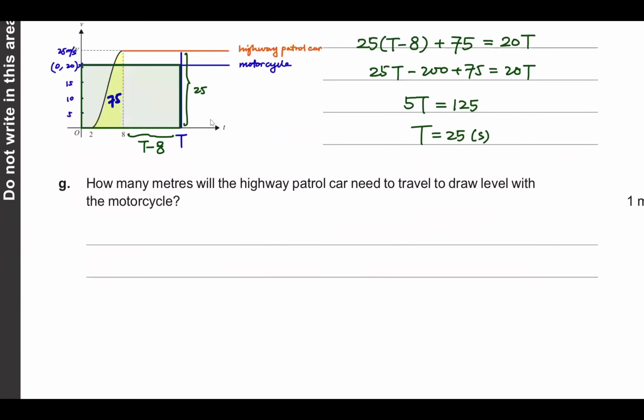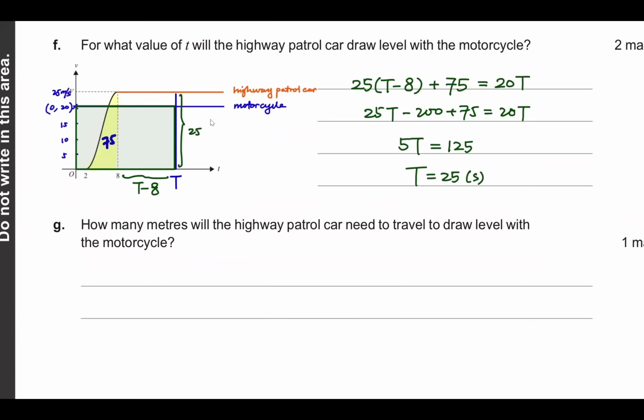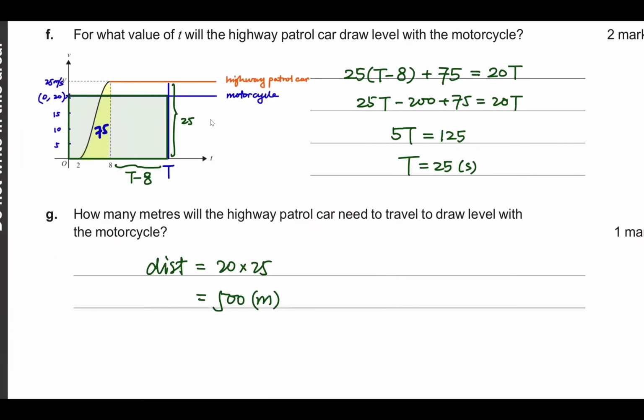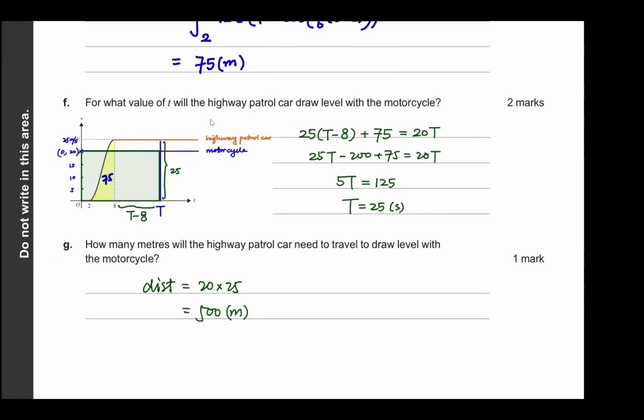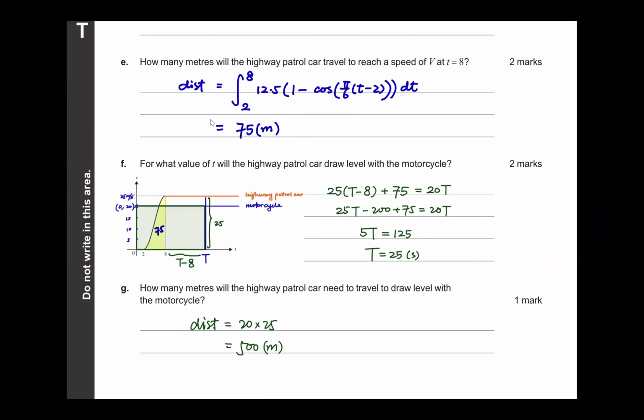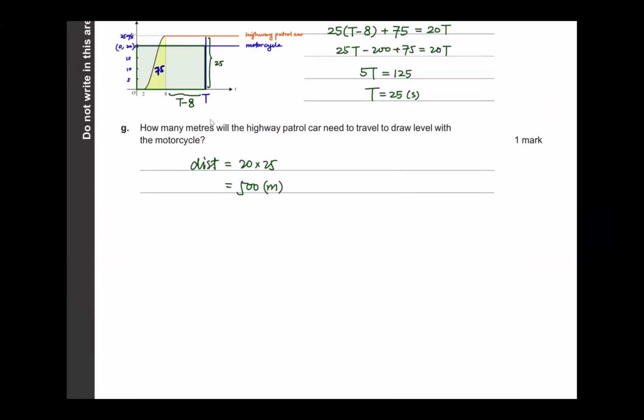And how many meters will the highway patrol car need to travel to draw level with the motorcycle? So the distance equals 20 times 25, which is 500 meters. This is a very straightforward kinematics question. Very classic, but very straightforward. Okay, vector calculus question, I suppose.